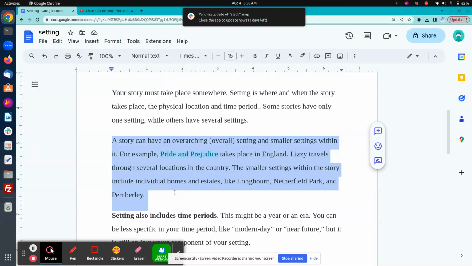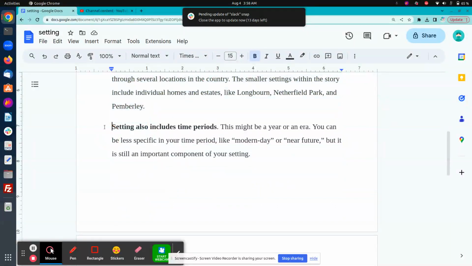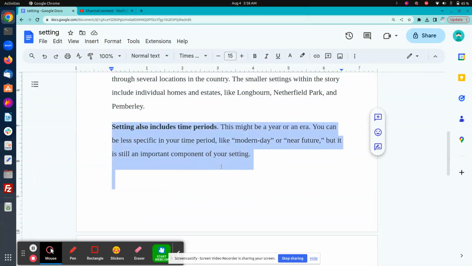Setting also includes time periods. This might be a year or an era. You can be less specific in your time period, like modern day or near future, but it is still an important component of your setting. So with setting, you need to keep in mind where and when. These are the two things that you keep in mind: where it is taking place and when it is taking place.